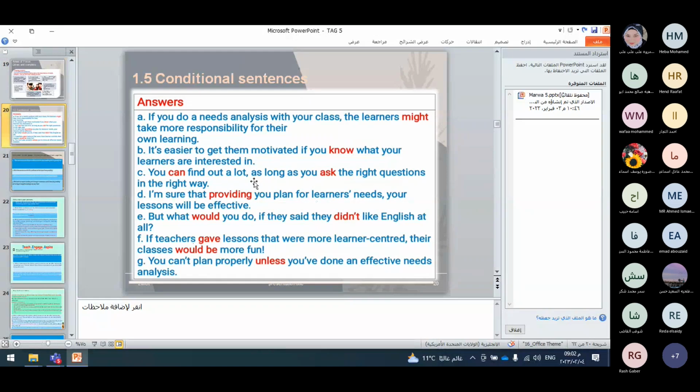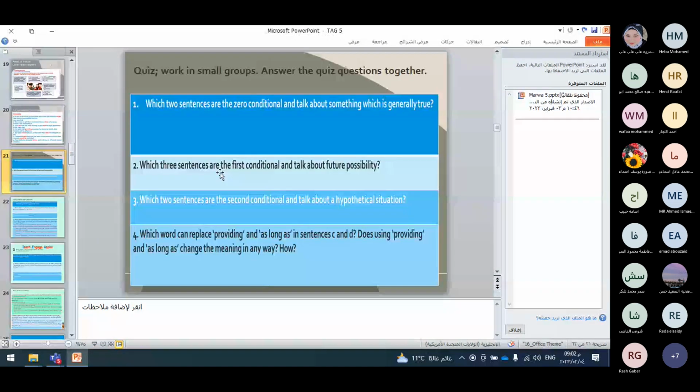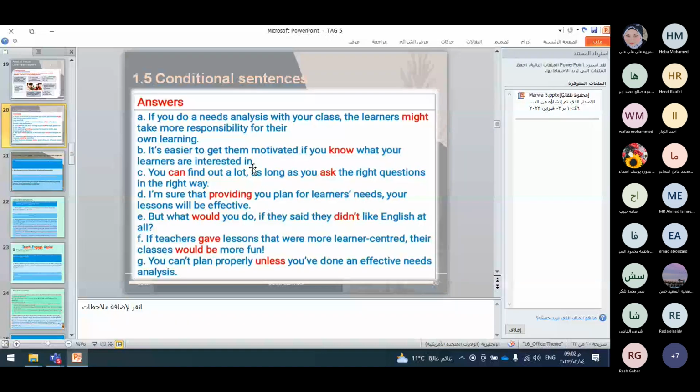Here are the sentences. Let's look at them from here because they are answered and the spaces are filled, so it's easy for us to read them and decide which conditional they are. Let's look at the question and refer back to the sentences and new answers. Which sentences are the first conditional and talk about future possibility? Three sentences. Think a little bit. Raise your hand, unmute and speak.